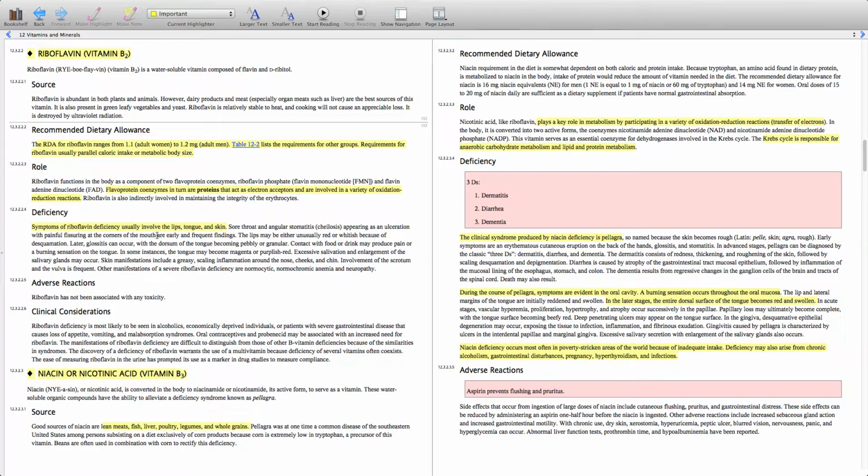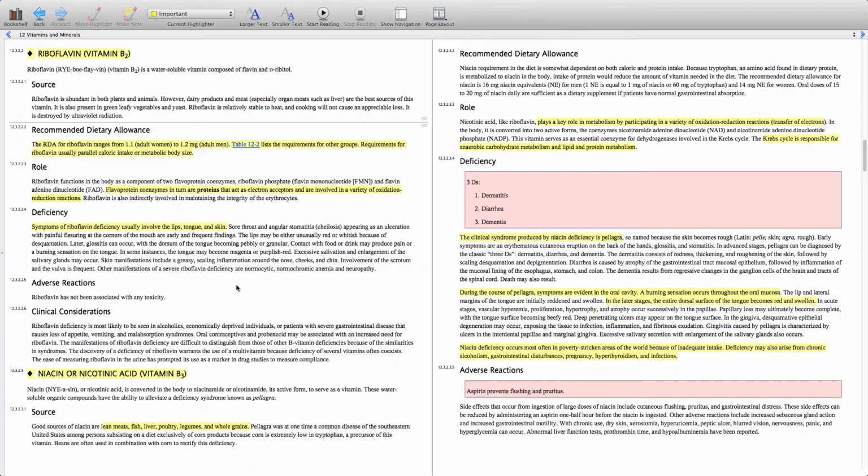Symptoms of riboflavin deficiency usually involve the lips, tongue, and skin. And so you'll see sore throat or angular stomatitis, or cheilosis. I've heard that pronounced about 5 different ways. It appears as painful fissuring of the corners of the mouth, and is an early and frequent finding. So if you see ulcerations on the corner of the mouth, ask about their diet. Make sure they're getting their vitamins.